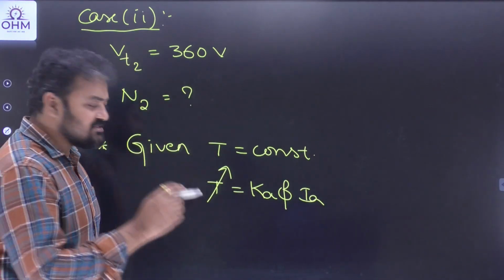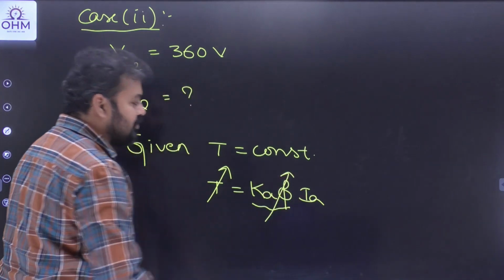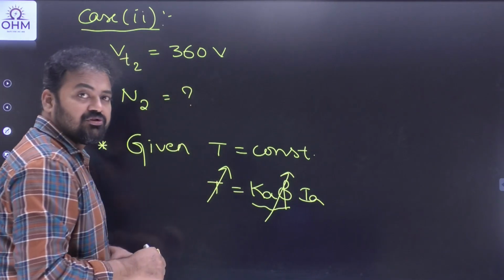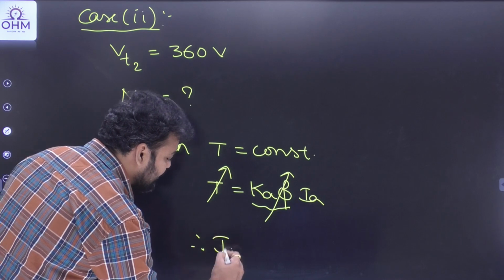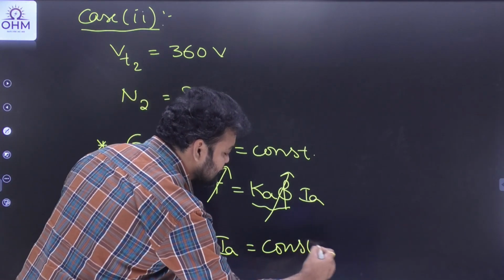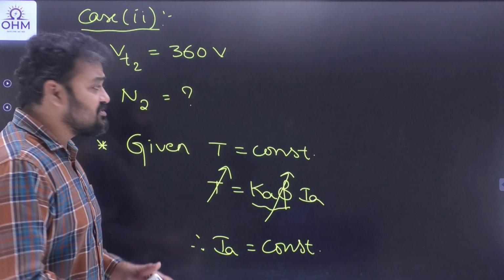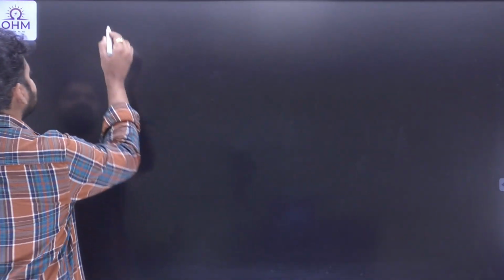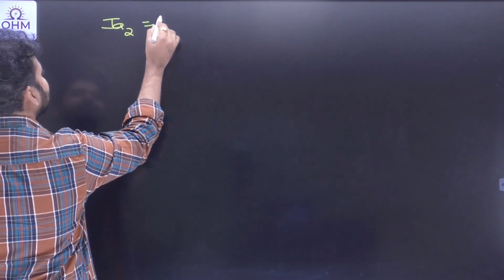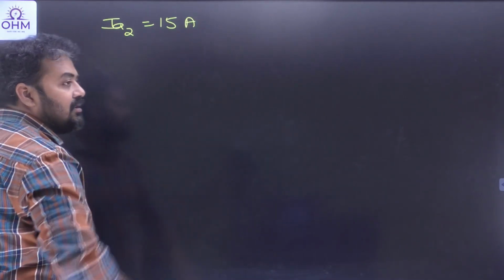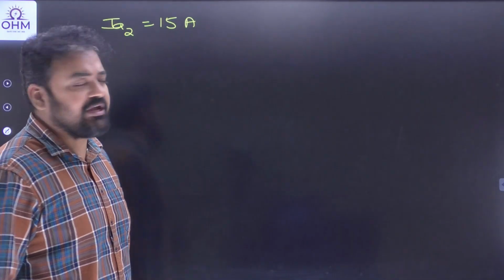It is a separately excited motor. Therefore, flux is also constant. If torque and flux both are constant, indirectly, armature current is also going to be constant. Armature current constant means, can I say new armature current is also same as the previous one? What is the new armature current? 15.